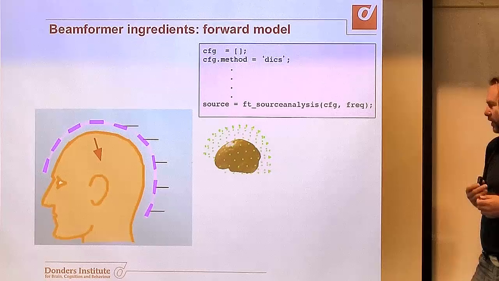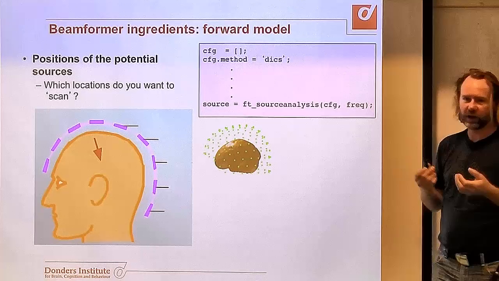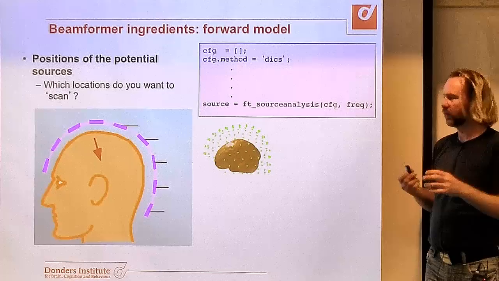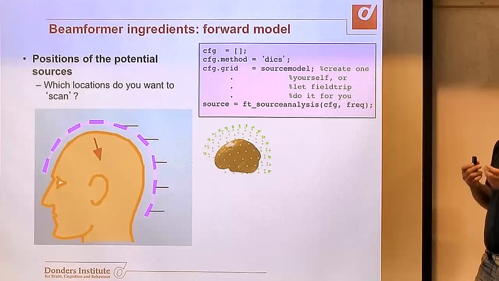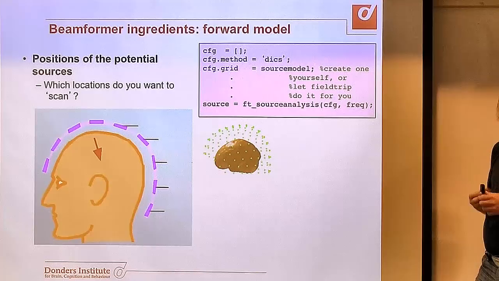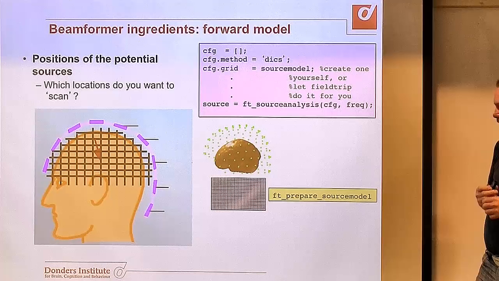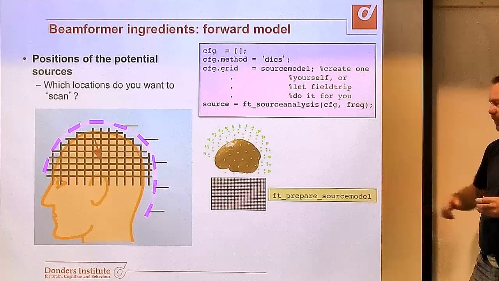We have the position of the potential sources, meaning which locations we consider interesting for our analysis. If you have a region of interest, it's only a single source. But quite often we do want to scan the whole brain. You can create a source model yourself by specifying cfg.grid, but you can also have FieldTrip create one for you, where you just specify the resolution of the grid and you get a regular grid. To have more fine-grained control of the grid that you want to scan, you can use the ft_prepare_sourcemodel function.